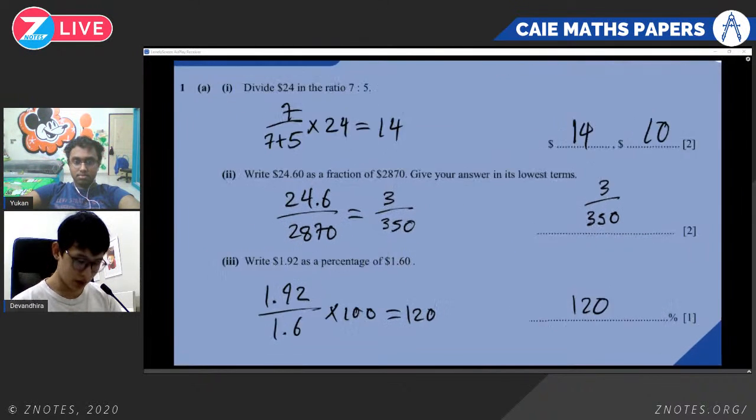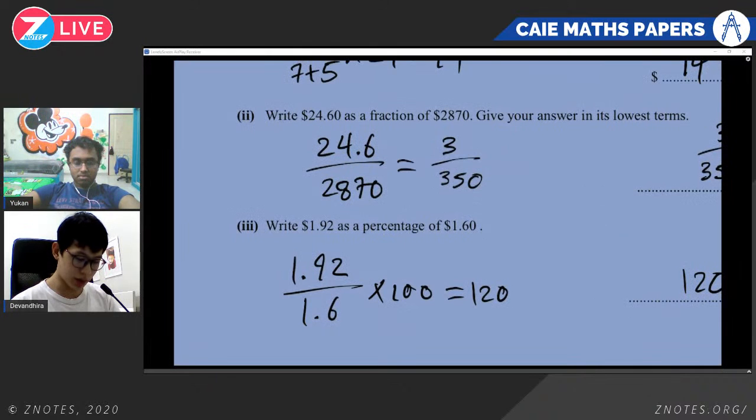Next one. Write 1.92 as a percentage of 1.6. That's straightforward actually. Of course you see that 1.92 is bigger than 1.6, which means your answer should be more than 100%. Is that right, Yugan? So how do you get that?